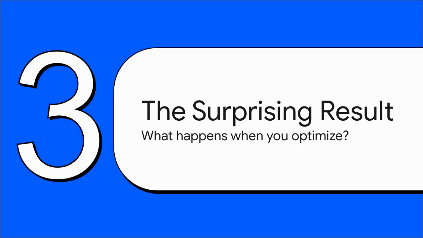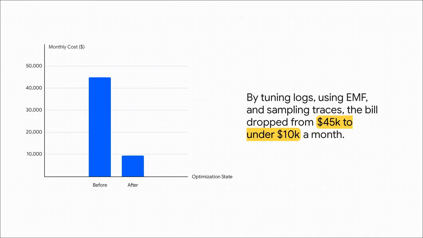Okay, so theory and strategy are great, but what actually happens when you put this playbook into action in the real world? Well, the results are pretty staggering, actually. Remember that scary $45,000 a month bill we started with? Well, by applying these exact principles, tuning the logs, using EMF for all that high cardinality data, and sampling traces intelligently, that bill plummets to under $10,000. That is a massive, massive saving.